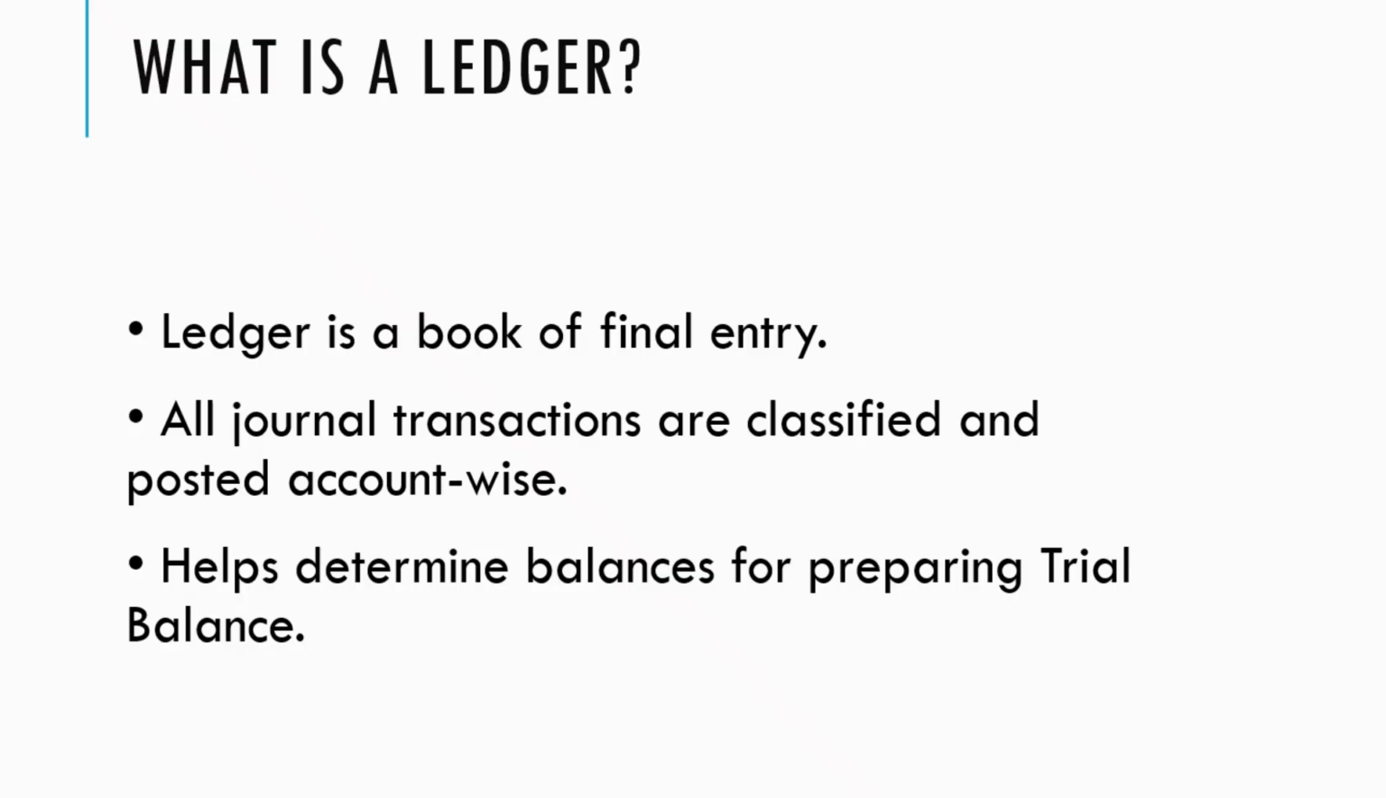So first, ledger is a book of final entry. All journal transactions are classified and posted account-wise. Yes, they are classified to a particular head. For example, if cash sales have been done, all the cash sales will come into the cash account, as well as the cash purchases. So it helps us to determine the balances for preparing the trial balance. That is why it is called a final entry book.